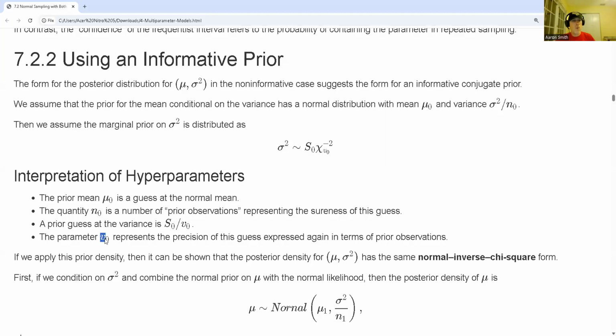And nu naught represents the precision of the guess expressed again in prior observations. If we apply this prior density, then it can be shown that the posterior density has a normal inverse chi-squared form. Okay. First, if we condition on sigma squared and combine the normal prior on mu with the normal likelihood, then the posterior density of mu is going to be given by this. Boom.